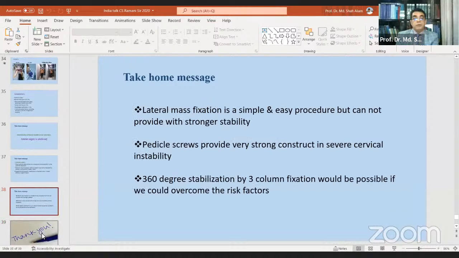And lateral mass fixation is a simple and easy procedure, but does not provide stronger stability. Pedicle screws provide a very strong construct in severe cervical instability. And 360 degree stabilization by three column fixation would be possible if we could overcome the risk factors.